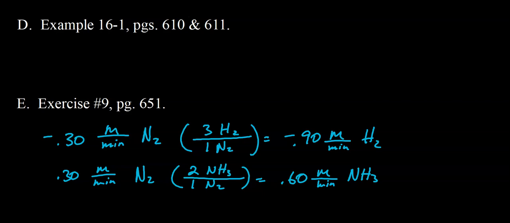So if the nitrogen's concentration is changing negative, because it's a reactant, 0.3 molar per minute, then the hydrogen is reacting at a rate that's 3 times that. Remember, 1 mole of nitrogen reacts, 3 moles of hydrogen reacts. So that's negative 0.90 molar per minute. And then with respect to the formation of ammonia, ammonia is being produced twice as fast as the nitrogen is being consumed. Ammonia is a product, so we express the change in its concentration as a positive value, 0.60 molar per minute.